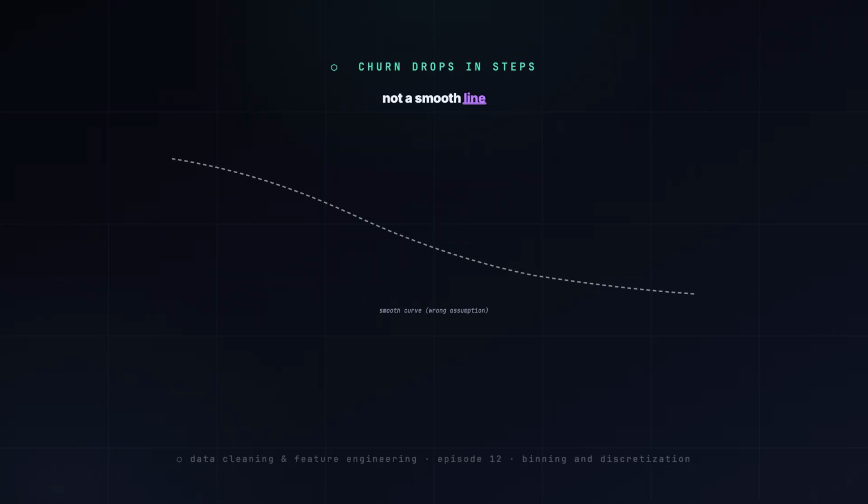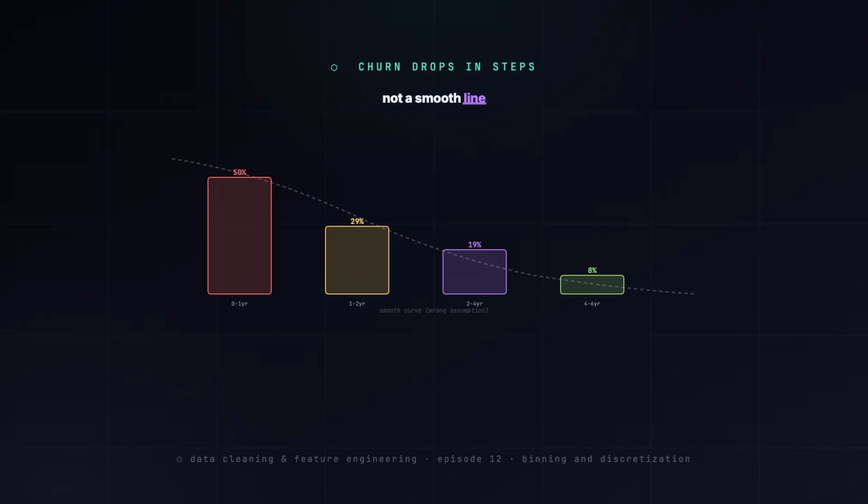Because the relationship isn't a straight line. Churn doesn't fade smoothly month by month. It drops in steps. New customers leave a lot, long timers barely leave. Bins let even a simple model see those steps.